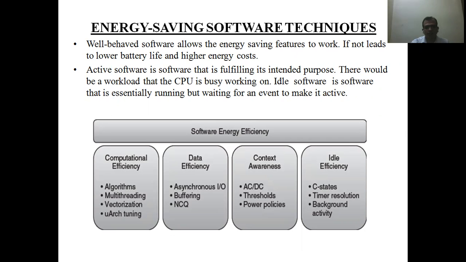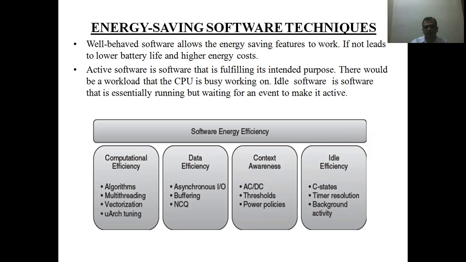Active software is software that is fulfilling its intended purpose. There is a workload that the CPU is busy working on. We have to make sure the CPU is always working, otherwise energy will be lost. Idle software is essentially running but waiting for an event to make it active. So active software is running at a given time, whereas idle software is waiting for an event to take action.